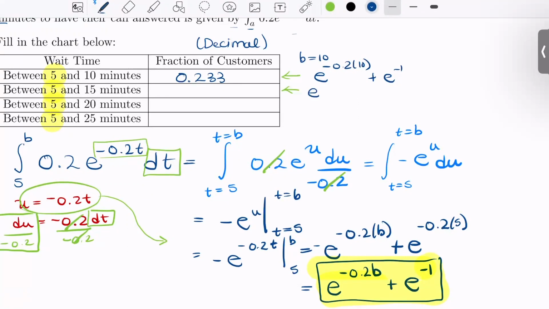Go ahead and pause the video and see if you can fill in the rest of the table on your own, and then continue the video to check your work.